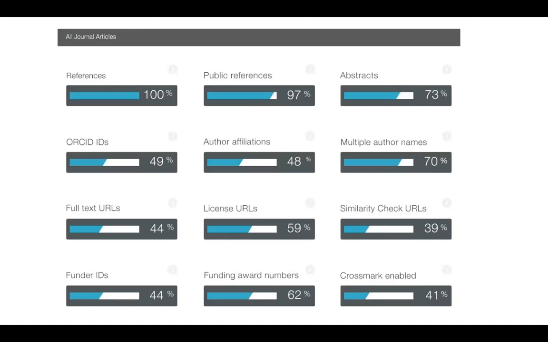You'll be able to see the overall percentage of your records that contain each type of metadata, and you'll be able to drill down into that by journal title. And we hope to release that later this year.